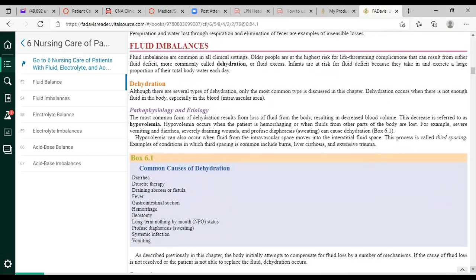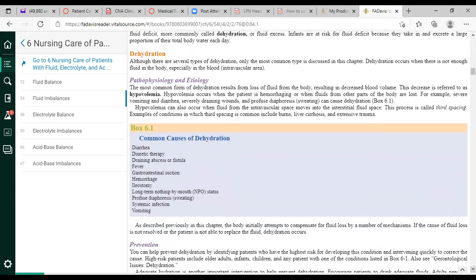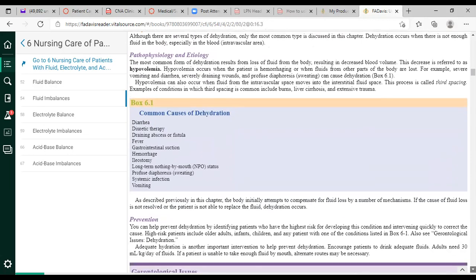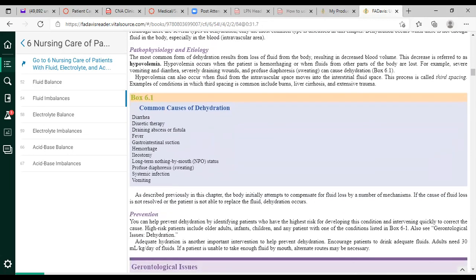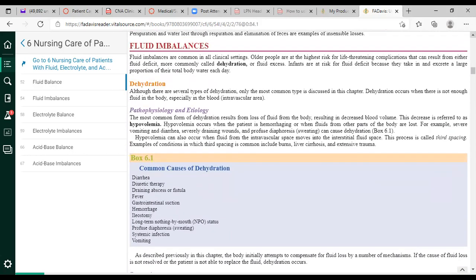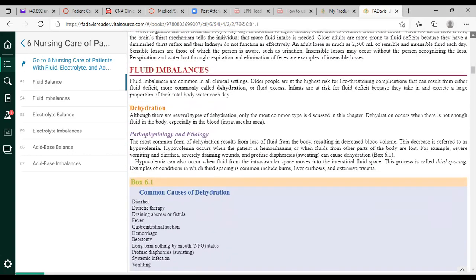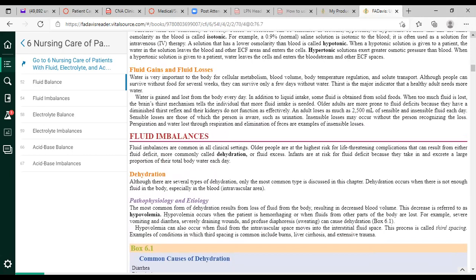And it's talking about fluid gains and fluid losses. One of the things that I point out is that as human beings, we can survive some time without food, but if we're deprived of water for a few days, we will actually die. So the body definitely needs water.